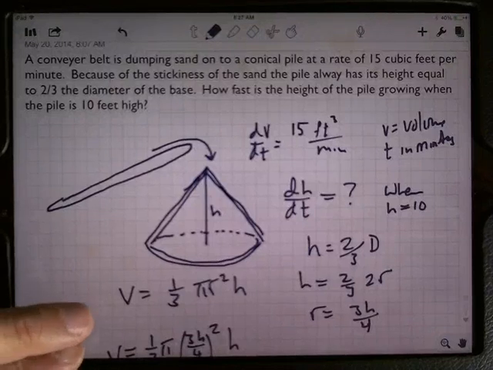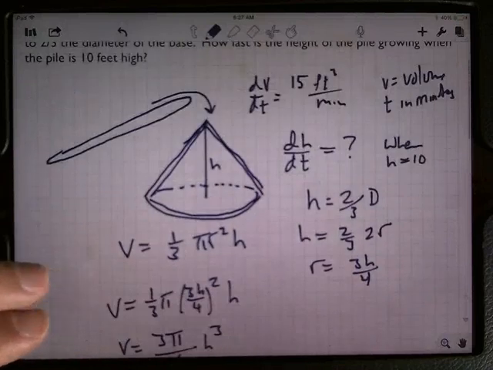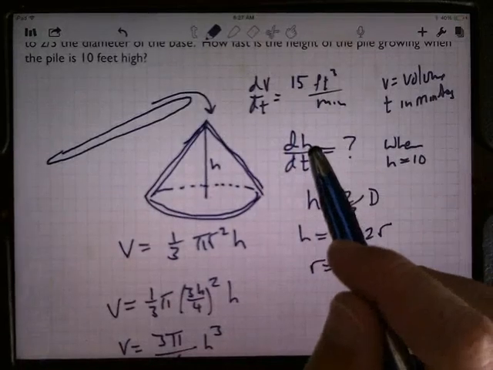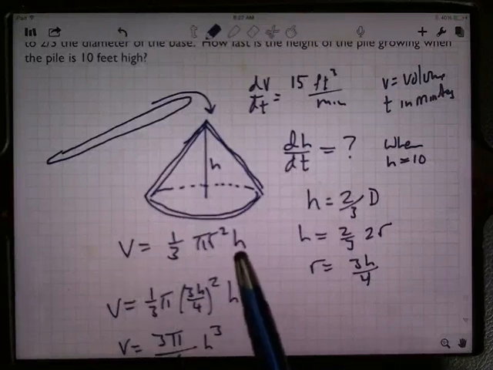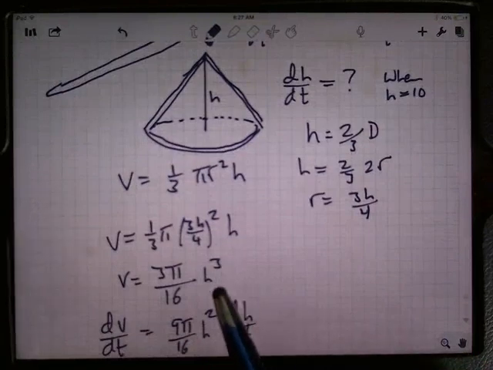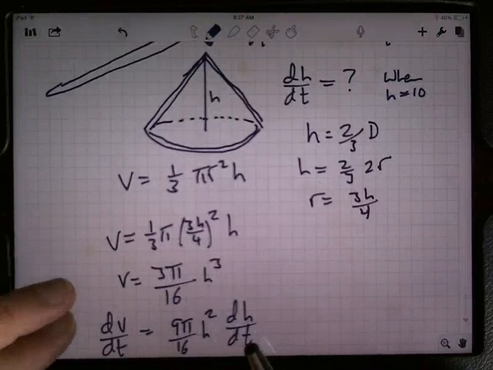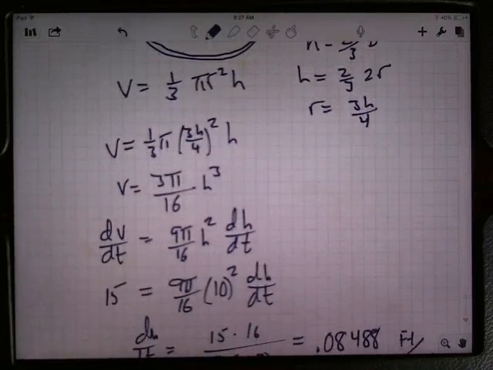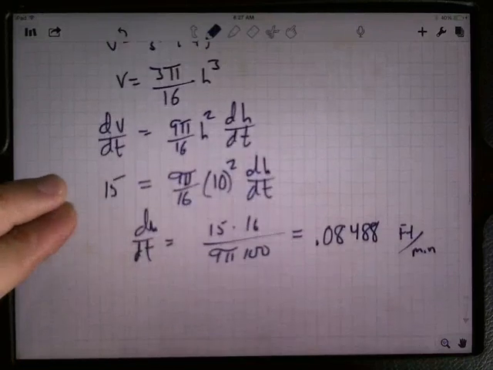Okay. Anyway, what did we do? We knew one rate. We were asked for the other rate. We found a relationship between the variables, which is always true, no matter what the size of that cone was. There's the relationship between V and h. We could then implicitly differentiate to find a relationship between dV/dt and dH/dt. Plug in everything we know, solve for the one we don't.